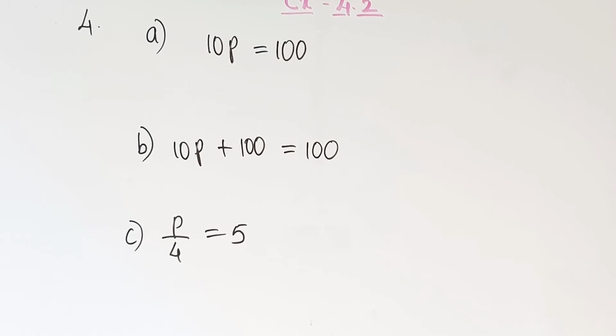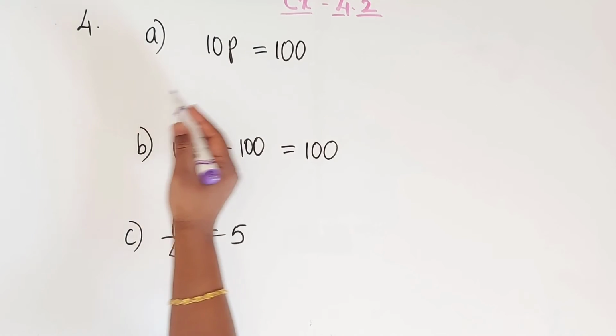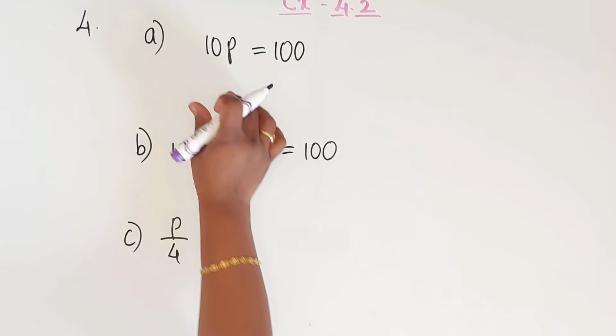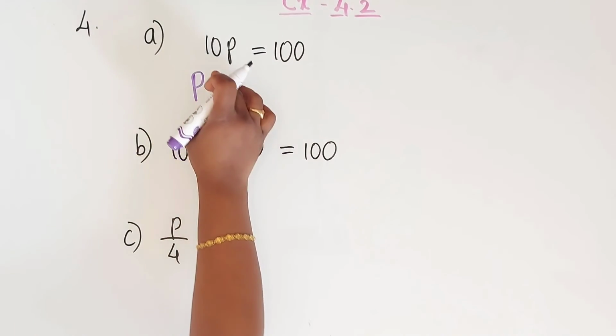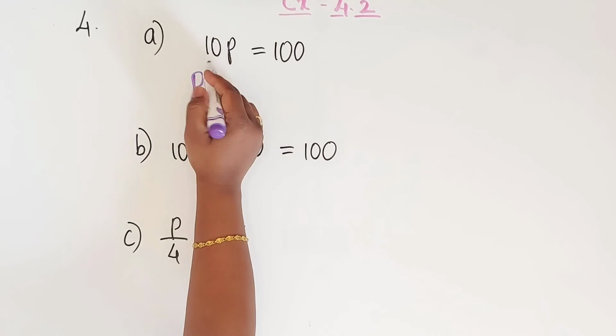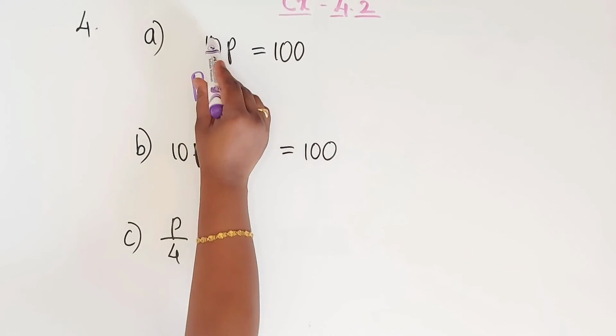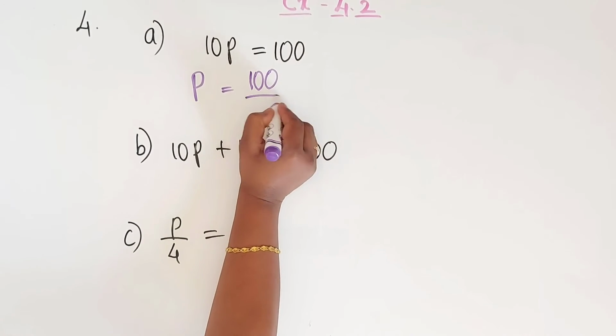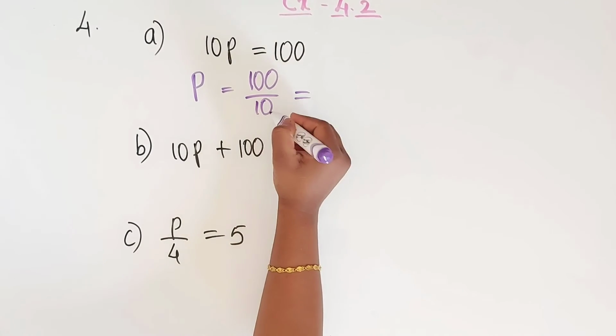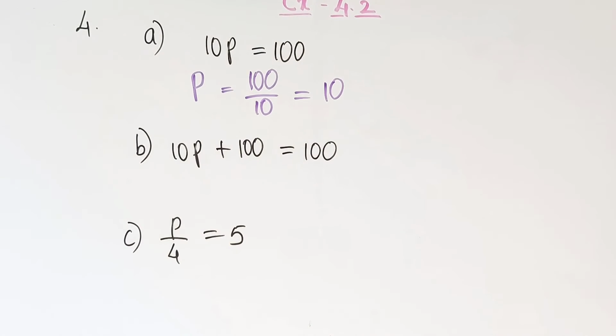Fourth question, children. Solve the following equation. First one, 10p equal to 100. We want only the variable. That is the solution. Right, children? So we want p only. Now send this 10 to the right hand side. It is multiplying the variable here. If you send it to the right hand side, it will divide. Right, children? 100 divided by 10. 100 by 10 is 10. P value is 10. That is the solution.